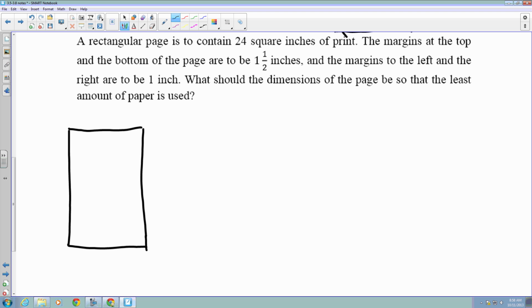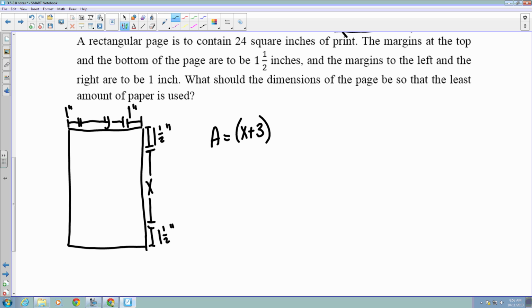So we have margins on the top and the bottom that are 1.5 inches. And then we have this distance x in the middle. On top, we have a 1 inch margin on both sides and some distance y in the middle. So the area of the whole entire piece of paper is x plus 3, since we're adding up both of the margins, times y plus 2, adding up the other margins. Since we're trying to minimize the area, this is going to be our primary equation.